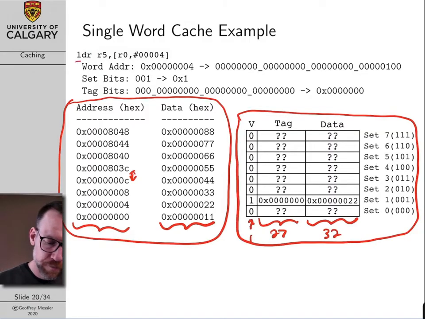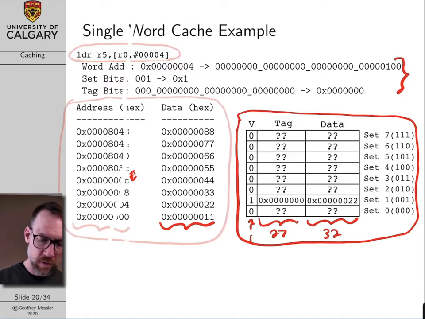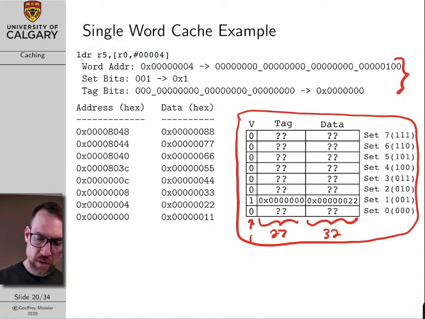And so this is the assembly language instruction that we're executing. And then this part of the slide helps us break out the binary version of our address and then extract our set bits and our tag bits. Okay, and so these are the big regions of the slide. So let me just clean things up a little bit here.